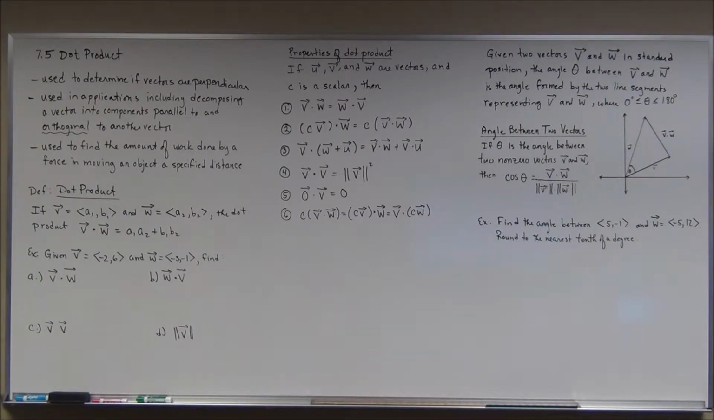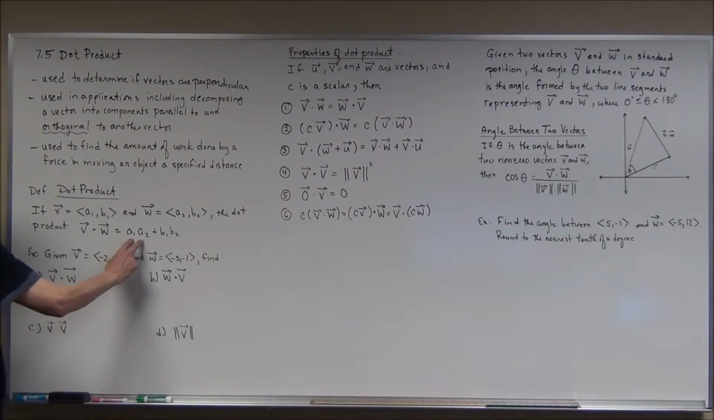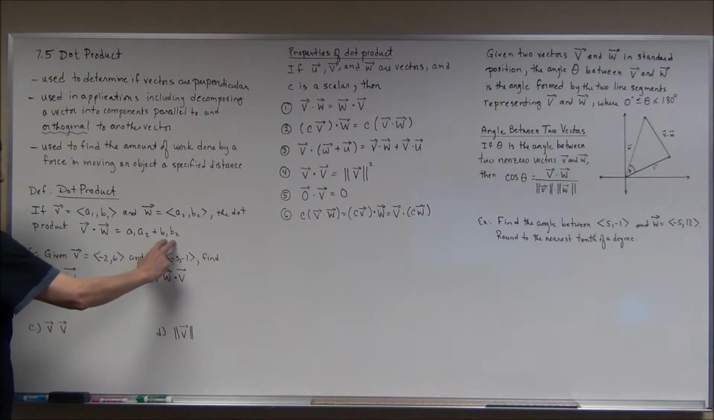So the dot product is defined as follows. If vector v is a sub 1, b sub 1 and vector w is a sub 2, b sub 2, the dot product of vector v and vector w, notice the big dot in the middle there, that dot in between vectors is the dot product. It's not a regular multiplication, you know, the symbol's the same. And it's equal to the product of the horizontal components added to the product of the vertical components, or a sub 1 a sub 2 plus b sub 1 b sub 2.